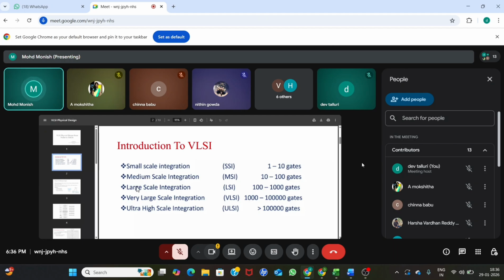This is used in mobile microprocessors. And after that, ultra large scale integration, in which more than 1 lakh gates are used, like today's CPUs, GPUs, and AI chips. It is used in, for example, NVIDIA, Intel, and AMD. As the level of integration increases, performance increases, size reduces, and cost per function becomes lower.